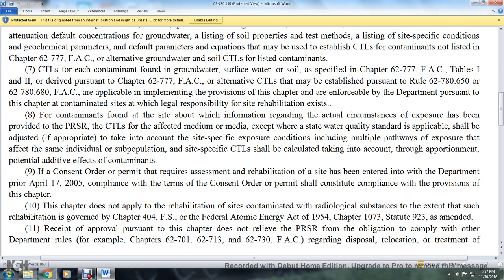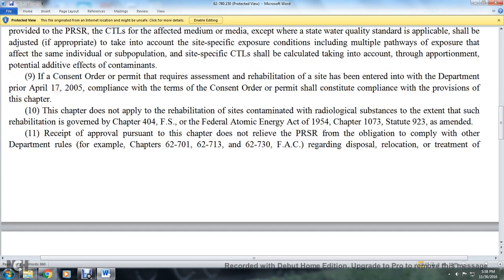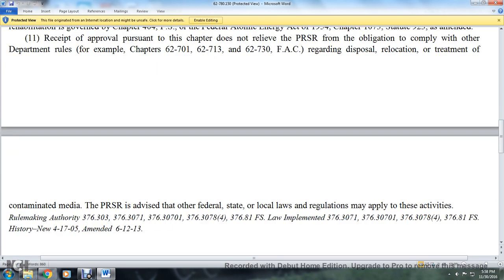Receipt of approval pursuant to the chapter does not relieve the person responsible for site rehabilitation of the obligation to comply with other department rules, for example, 62-701, 62-713, 62-730, regarding disposal, relocation, and treatment of contaminated media. The person responsible for site rehabilitation is advised that federal, state, and local laws and regulations may apply to these activities.